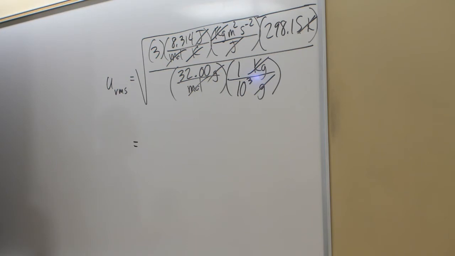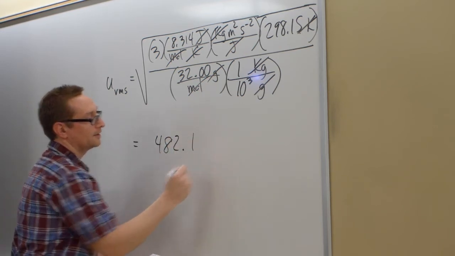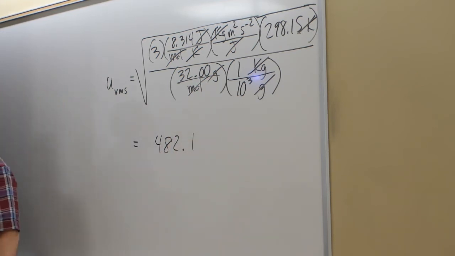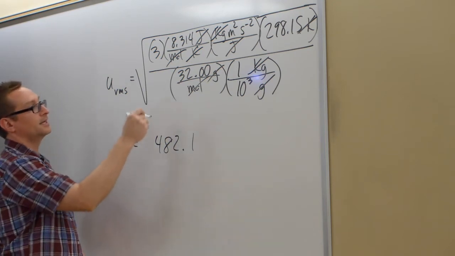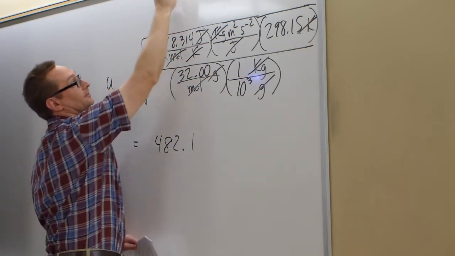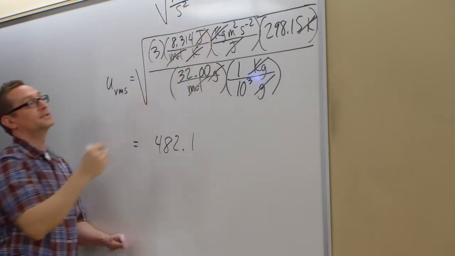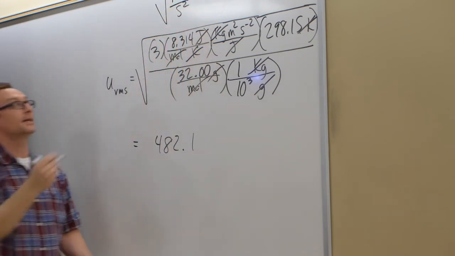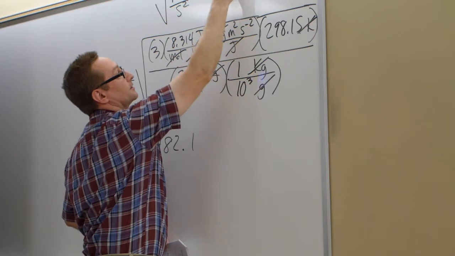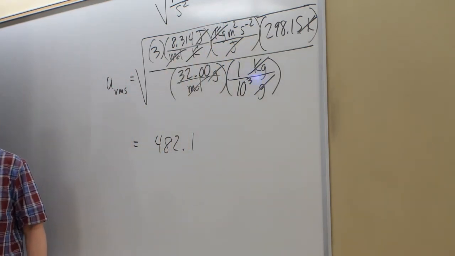482.1? Anybody else get that? All right, good job, you're right. So it should be 482.1, and the units would be what? Meters per second. Just to reiterate the math, if you take the square root of that, you end up getting just meters over seconds, right? Just to reiterate the math part of this with the units.